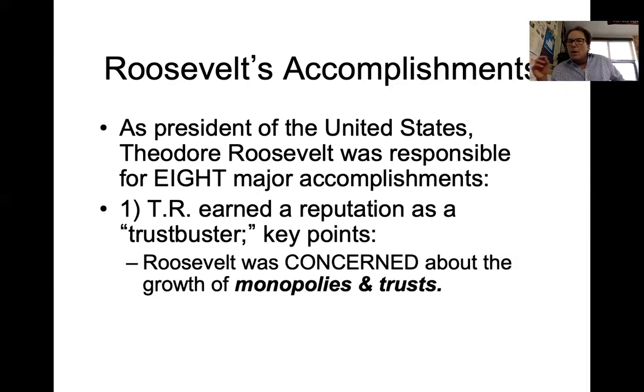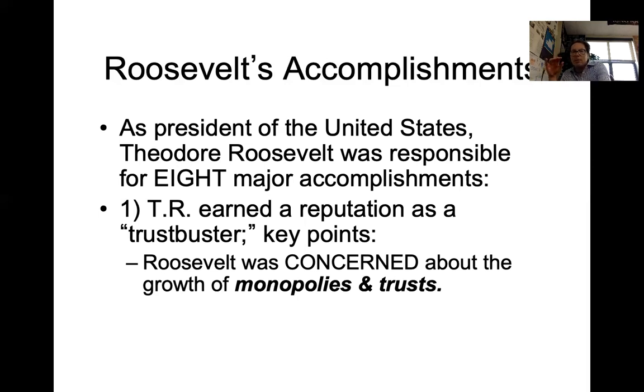So number one, Roosevelt really was the first American president. Now, again, we had 25 before him between George Washington and William McKinley. He was really the first president to become concerned about the growth of monopolies and trusts. And he was really the first president who believed it was his duty and responsibility to do something about it.